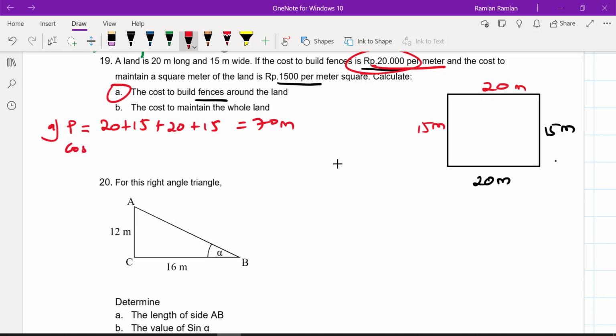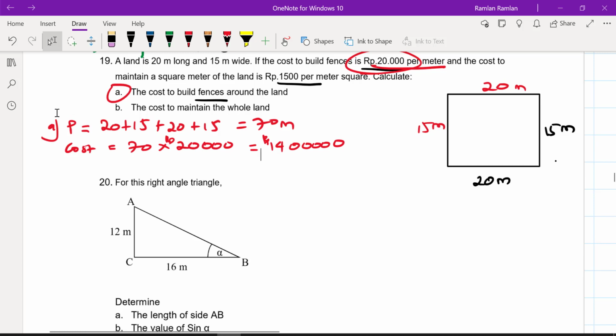Which means that the cost to build these fences is going to be 70 multiplied by 20,000 rupiah, right? And that will equal 1,400,000 rupiah. Don't forget to write down the unit, okay?